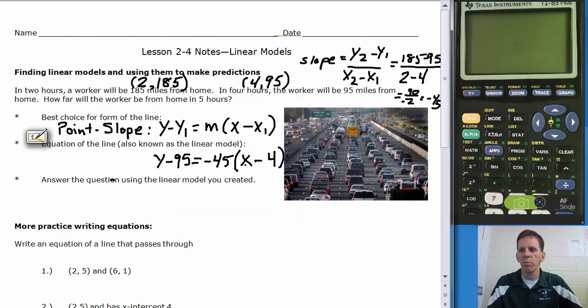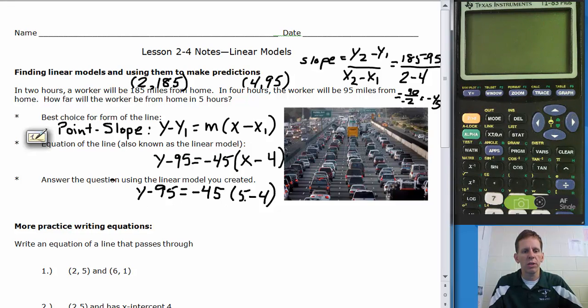Now we're going to use this model that we just came up with to answer the question. The question is, how far will the worker be from home in 5 hours? This is an equation that you can solve to answer the question. Now 5 is an hour measurement. For the hour measurements, that's been our x coordinates. We're going to substitute 5 in place of the x in this equation. So we're going to solve this equation, y minus 95. And we're going to substitute the 5 for 5 hours in for x.